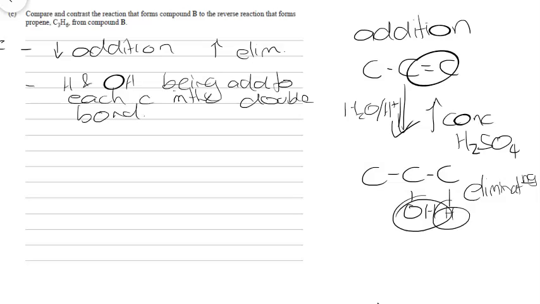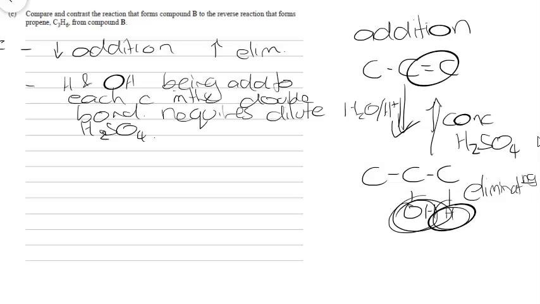This requires dilute sulfuric acid, dilute H2SO4. And then in the opposite direction, it is elimination. So the hydroxyl group and the hydrogen are eliminated to form a water molecule and then form a double bond, and that requires concentrated sulfuric acid. And yeah, that's about all you can write. It's just the compare and contrast question.